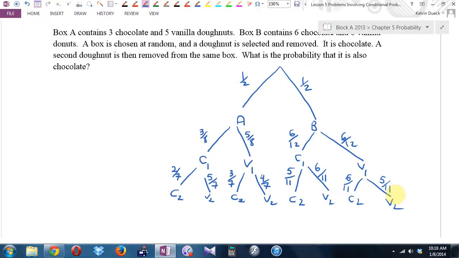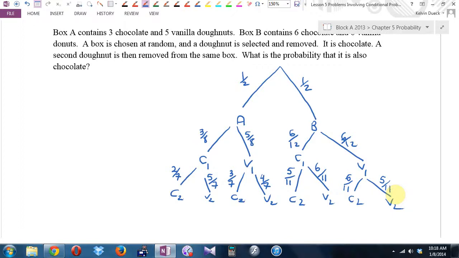Kayvon, can you read to me starting with the sentence, a box is chosen? A box is chosen at random. Check. And a donut is selected and removed. Donut. Yep, keep going. It is chocolate. A second donut is then removed from the same box. What is the probability that it is also chocolate?